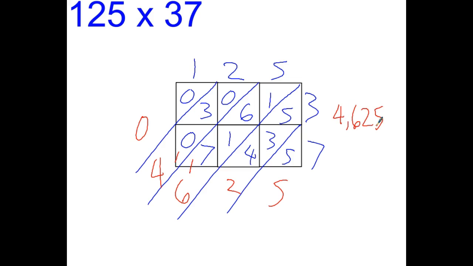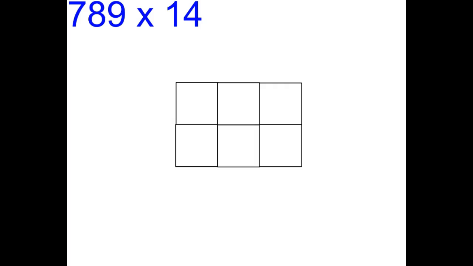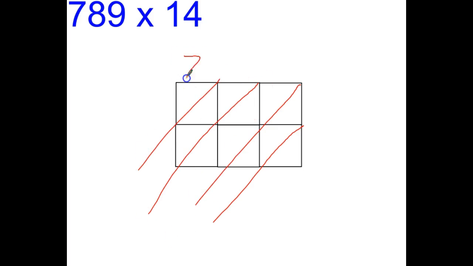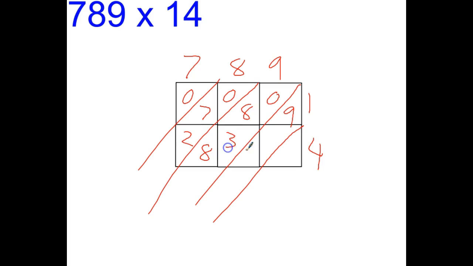You know, I really thought it was going to be bigger than that when it was a 3-digit times 2-digit. We got that puny 1 there. Let's see what happens if we get a little bit bigger. There we go. 789 times 14. Get the diagonals in. 789 times 14. 7 times 1. 7. 8 times 1. 9 times 1. That row was pretty easy. 4 times 7, 28. 4 times 8, 32. 4 times 9, 36. Start adding my diagonals.